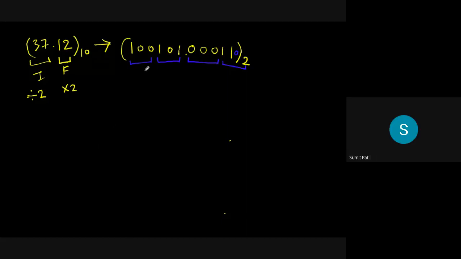Yes, sir. So this 100 can be represented in decimal as, tell me, what is 100? It is 4. This 101 is nothing but 5. Then point, 0, then this 0, then 110 is 6. So this is what I get as my answer in octal.